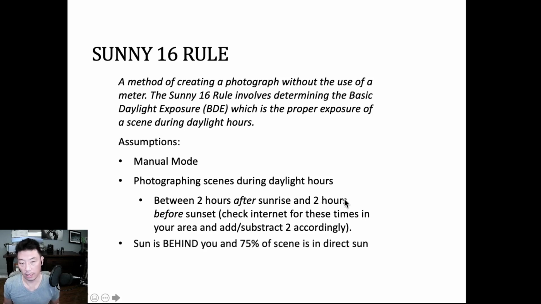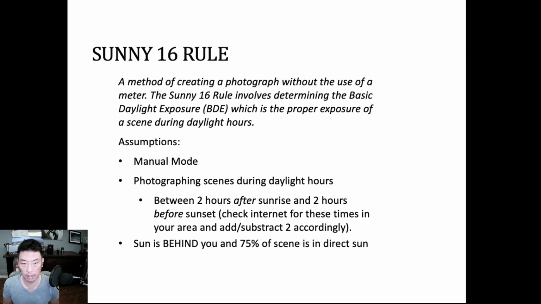And an important thing is that when you're photographing a scene, the sun is behind you. The Sunny 16 rule will not work if you are shooting against the sun. So with all these assumptions, when you go out and photograph during normal daylight hours, the Sunny 16 rule will apply, and you won't have to use your camera's meter. So how does this actually work? How do you determine the basic daylight exposure?